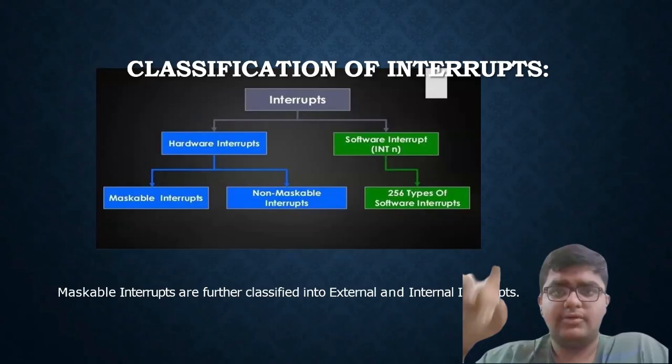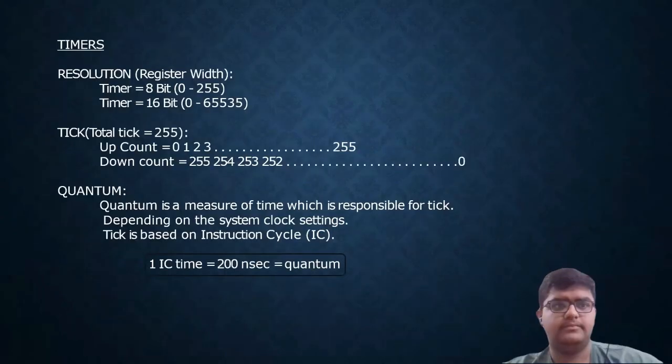Next, we have the classification of interrupts. There are software interrupts and hardware interrupts. Hardware interrupts can be further divided into maskable and non-maskable. Maskable interrupts are further classified into external and internal interrupts.